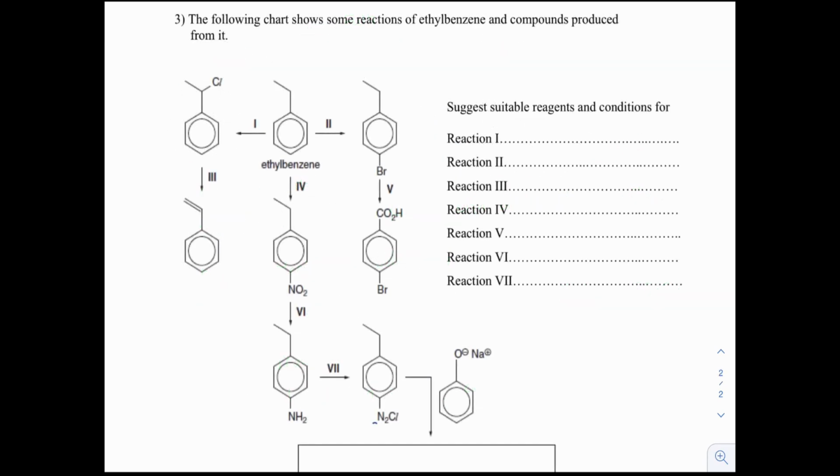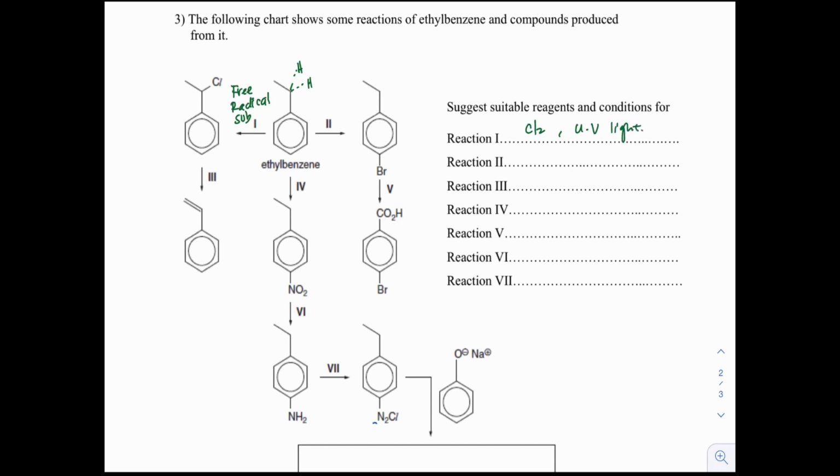Well, let us look at these questions. The following chart shows some reactions of ethylbenzene and compounds produced from it. From ethylbenzene forming this, one of the H over here, out of the 2 H, turns into Cl. When the H is substituted by a halogen, that means it is a free radical substitution. The reagent that we need is Cl2 in UV light.